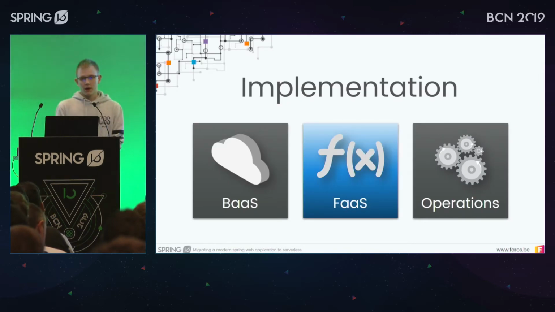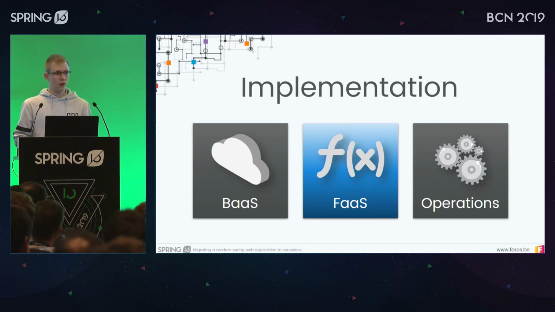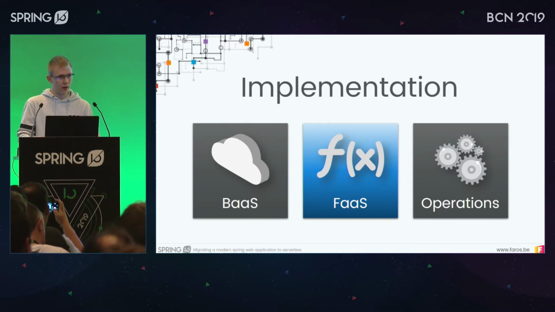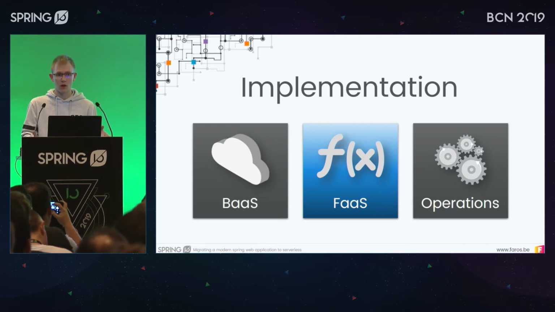Right. So to move on to our actual implementation. Generally speaking, there are three main parts: our BaaS, Backend as a Service, FaaS, Function as a Service, and finally operations. In this case, I will start with FaaS because that is the main part of the application and of course the main place where all the code is happening.